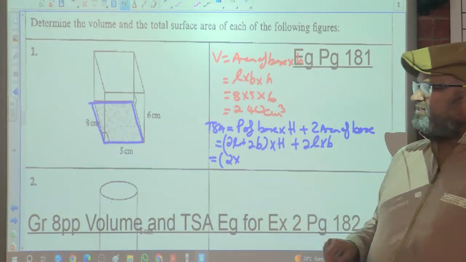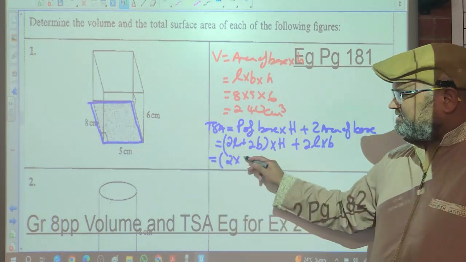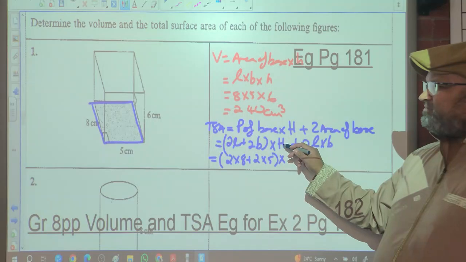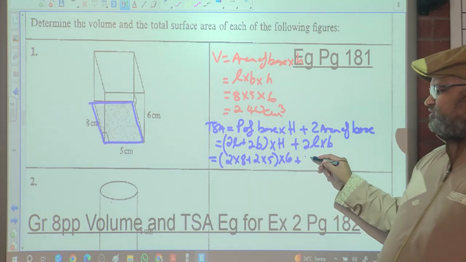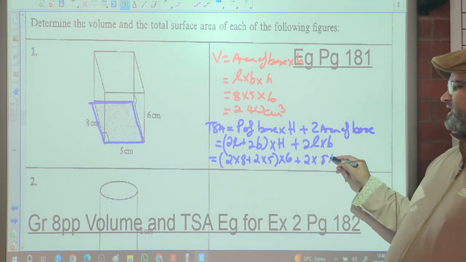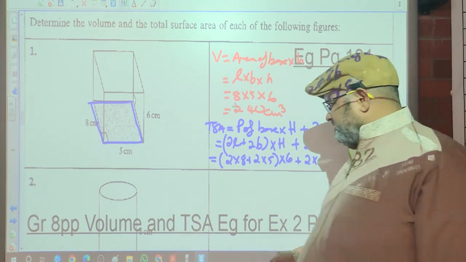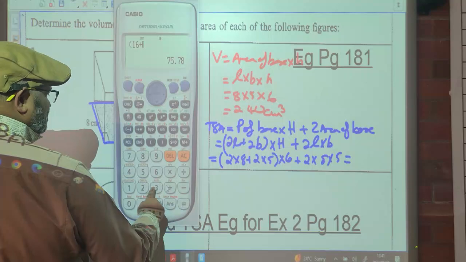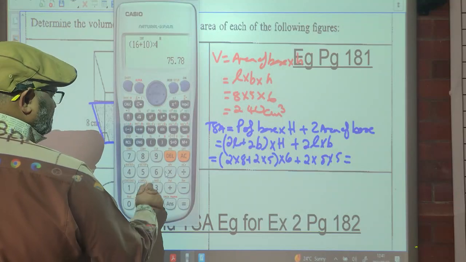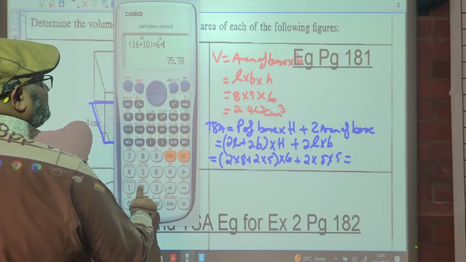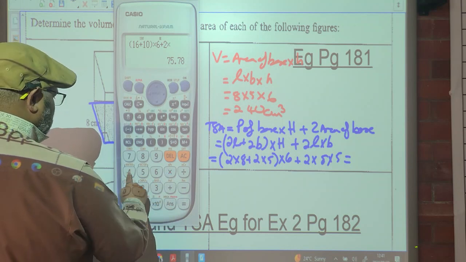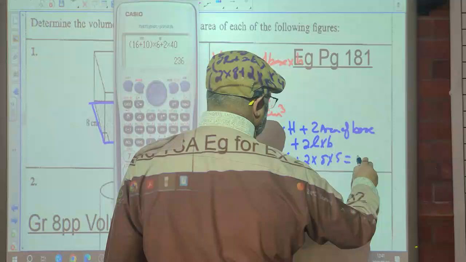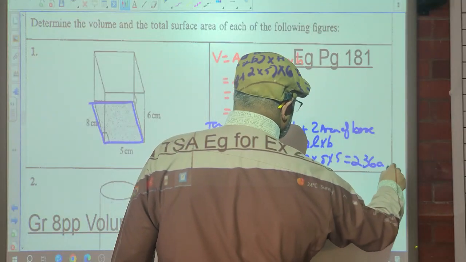2 times, what's the length? 8. Plus 2 times the breadth? 5. And that must be multiplied by 6. Plus 2 times 8 times 5. So you're going to get 16 plus 10 times 6 plus 2 times 40. 236 centimeters squared.